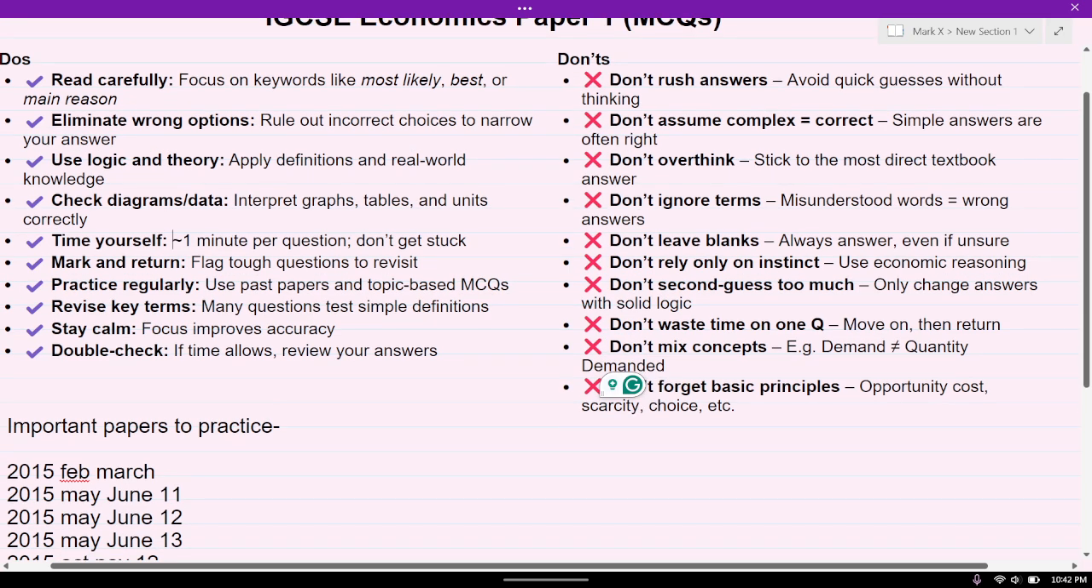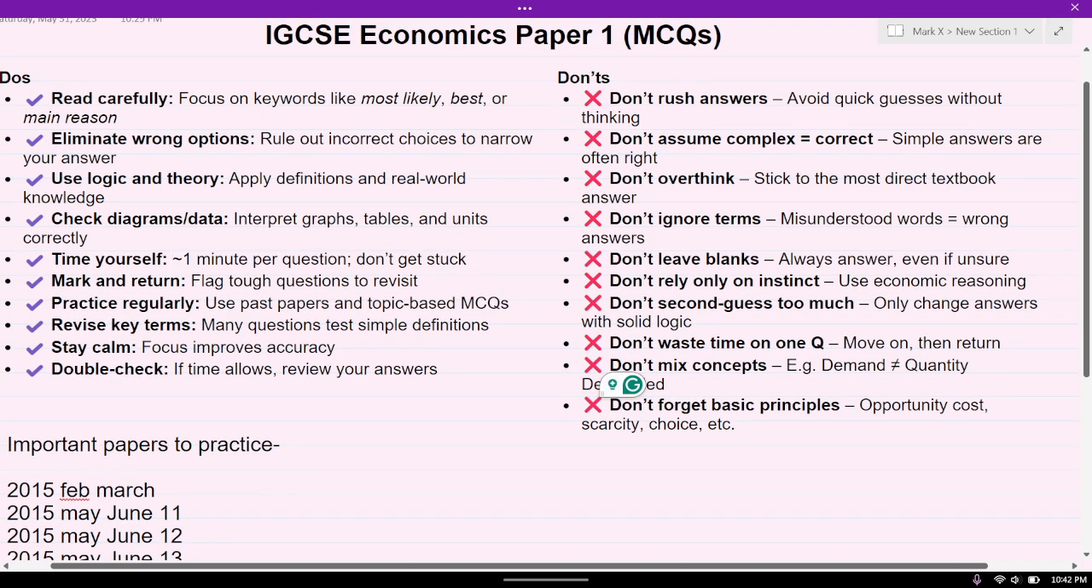Now, don't assume, okay? Don't assume complex things, okay? The answers are usually going to be simple. If it doesn't mention something over there, don't assume that it's already there, okay? For example, if there's no mention of economies of scale, then don't talk about what will happen if economies of scale was there. Don't select an option that shows that, okay? Now don't overthink. Stick to the most direct textbook answer that you know.